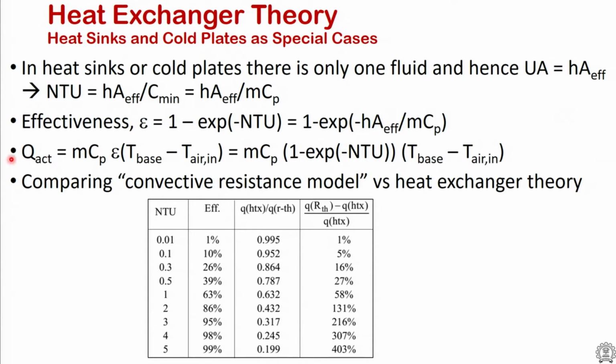So then Q actual is equal to m dot Cp times effectiveness times T hot in, which is now T base, the base temperature of the heat sink, minus the T air inlet, which is the T cold in. If we write it in terms of NTU, this is nothing but m Cp times 1 minus exponential of minus NTU times T base minus T air in. So if I want to write a resistance, it is nothing but T base minus T air in divided by Q actual, which gives me 1 divided by m Cp times effectiveness, which is nothing but 1 minus exponential of minus NTU.